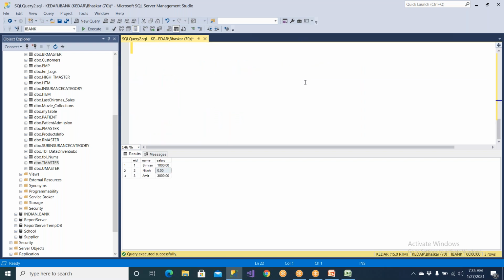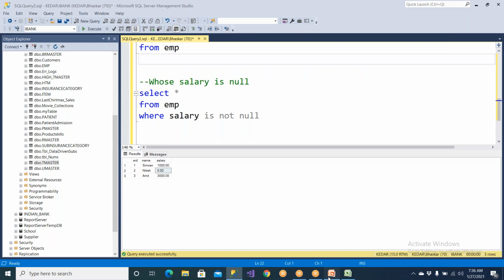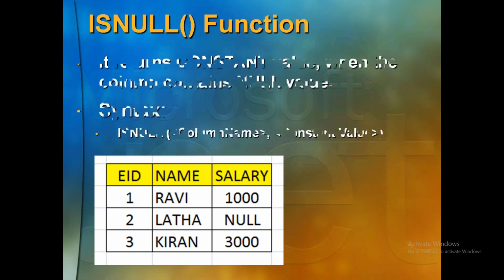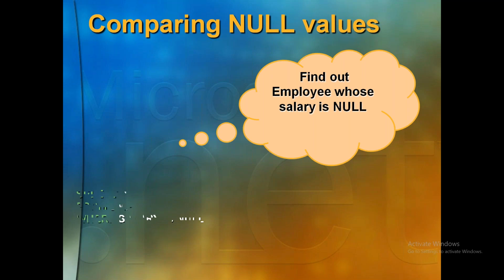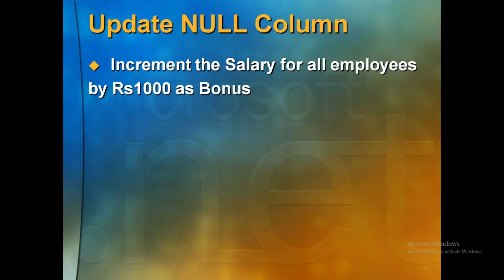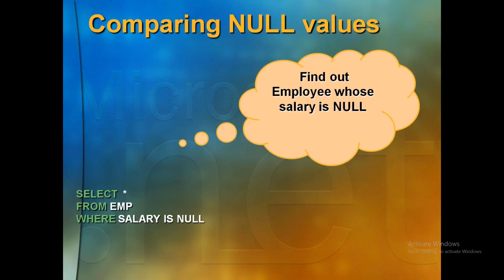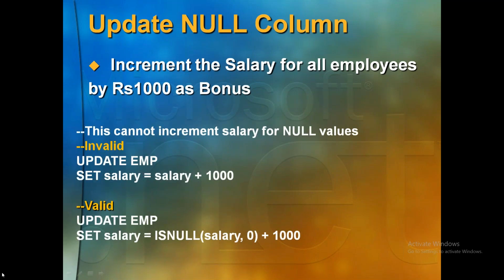Clear? And one more thing I want to maintain. So this is my data. Now there is a requirement here. This is the column constant value. This we have written: comparing null values, you need to use the is operator. Next thing is to increment the salary for all employees by 1000 as bonus. So whatever salary you have, I need to add 1000 to that. So salary plus 1000 is to be added to the salary.